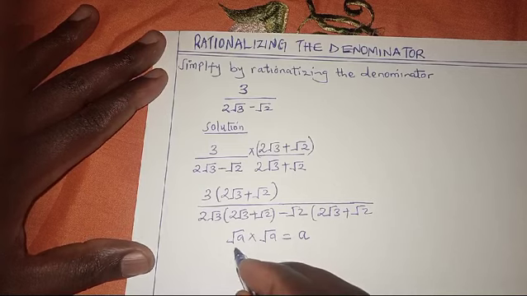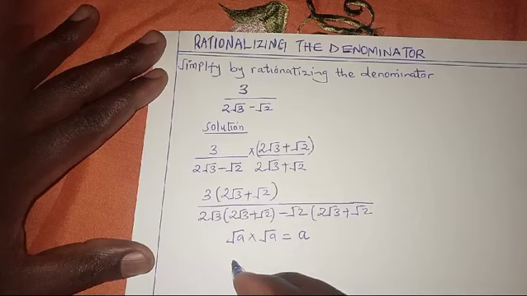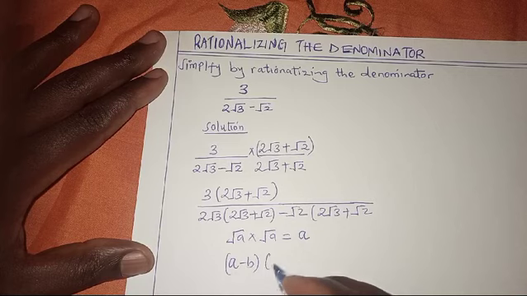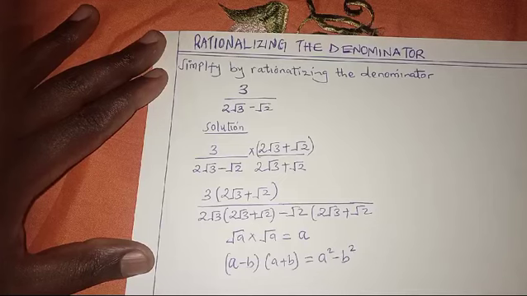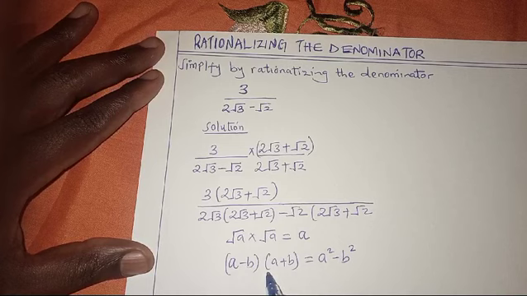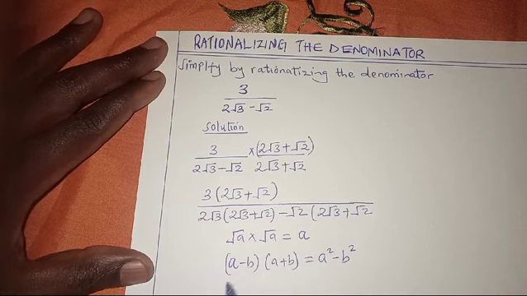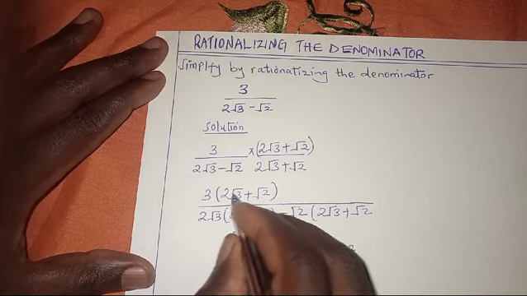Also, the difference of two squares, whereby we have a minus b, we multiply by a plus b. This is going to give us a squared minus b squared, the difference of two squares. We are also going to use this formula. So under the numerator part, we multiply.